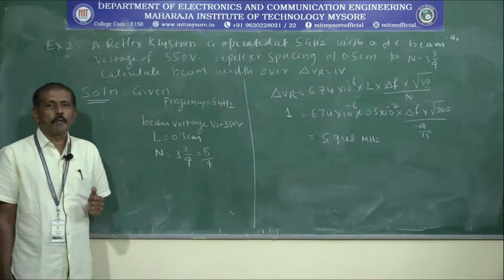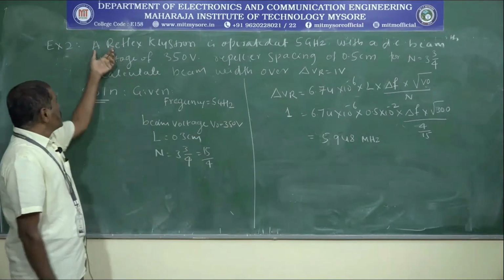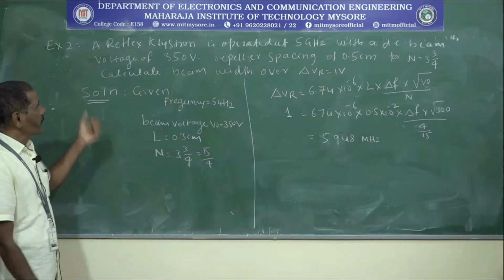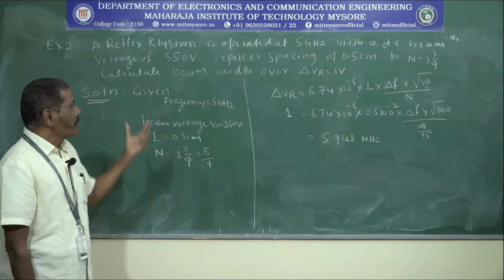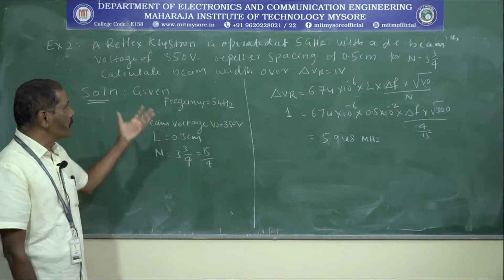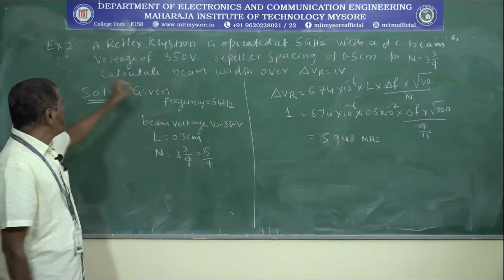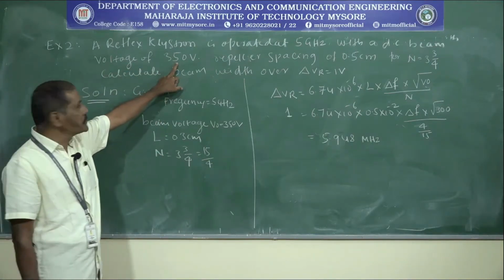So, let us consider one more problem. The given problem is: a reflex klystron is to be operated at 5 gigahertz. That is, 5 gigahertz is the frequency at which this device is operating, and the DC beam voltage is 350 volts.